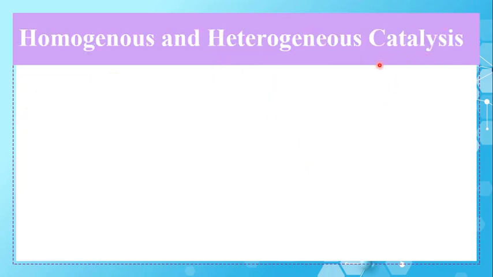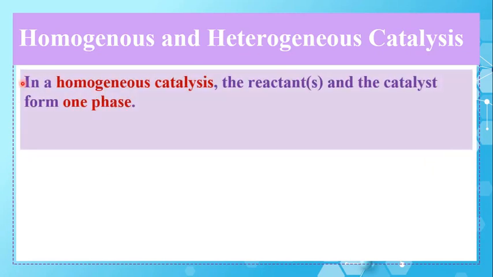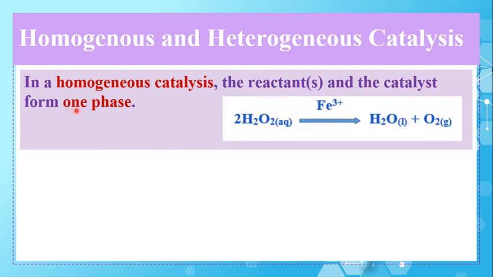A catalysis can be homogeneous or heterogeneous. In a homogeneous catalysis, the reactant and the catalyst form one phase. The reactant here is hydrogen peroxide, it is a liquid, and the catalyst here is Fe3+ ions, which are dissolved in this solution. So H2O2 and this solution form one phase, and the catalysis here is a homogeneous catalysis.